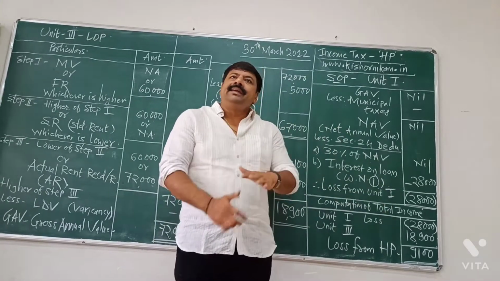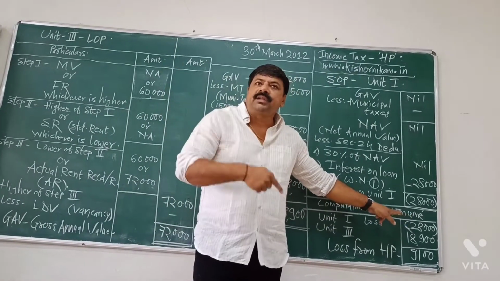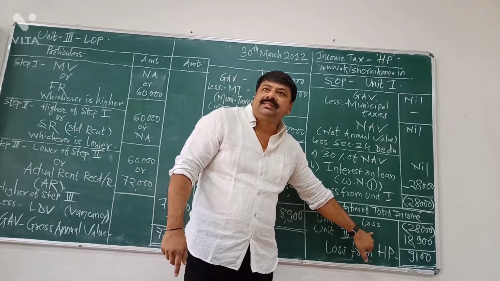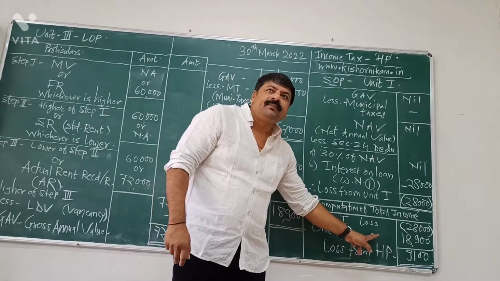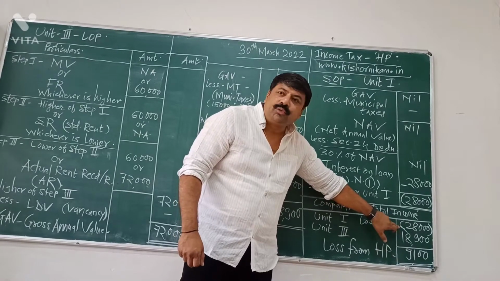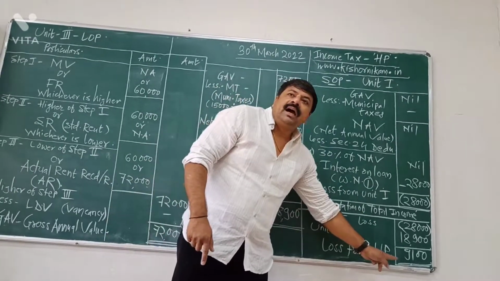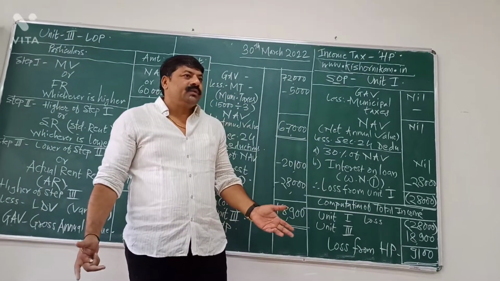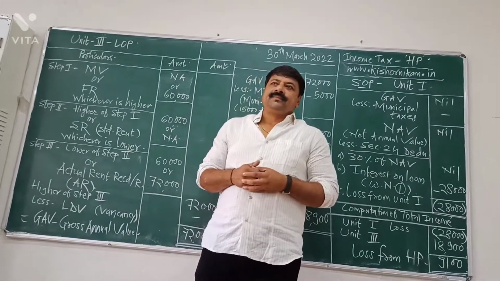Now what will we do? In the last statement we will prepare the computation of total income in the hands of Mr. Ashok. We will add all incomes. Unit 1 is a loss, 28,000, plus income from unit 3, which is 18,900. So the minus is more. Minus 28,000 plus 18,900. The final answer is a loss from income from house property of 9,100 in the hands of Mr. Ashok. Is that clear? So I hope it is understood. If any questions are there, we can ask. That's all.